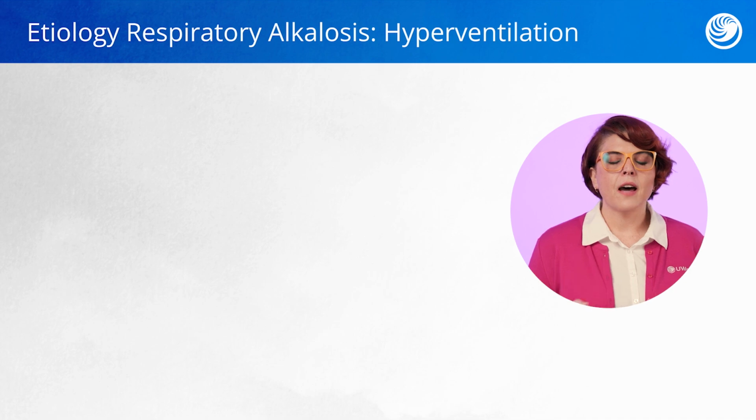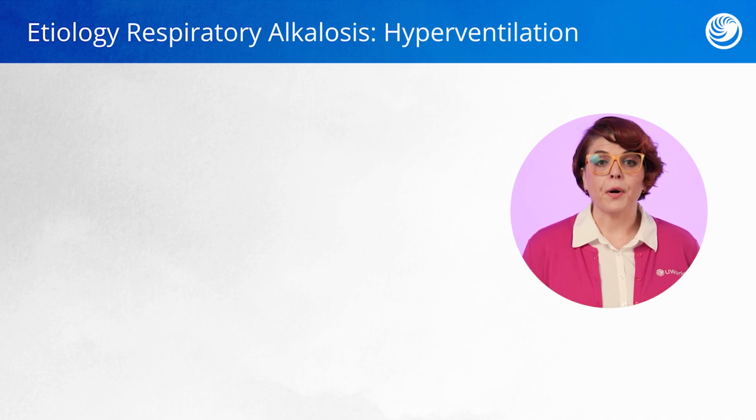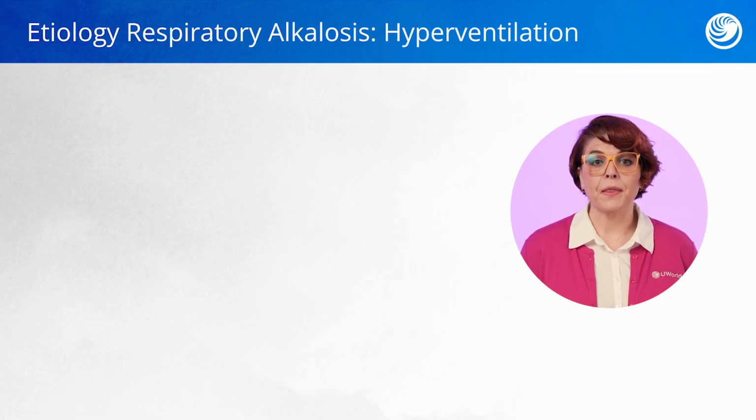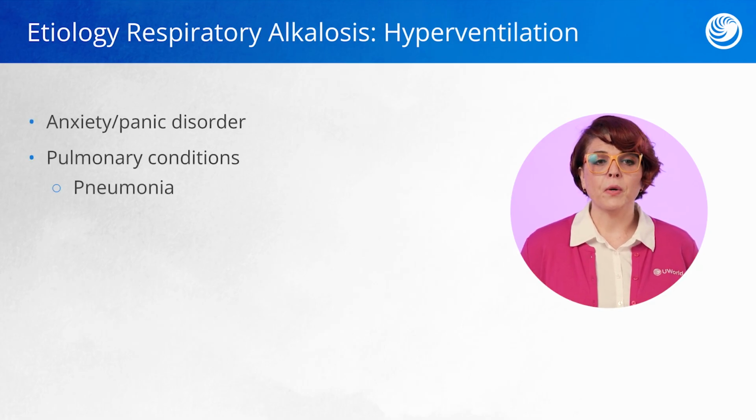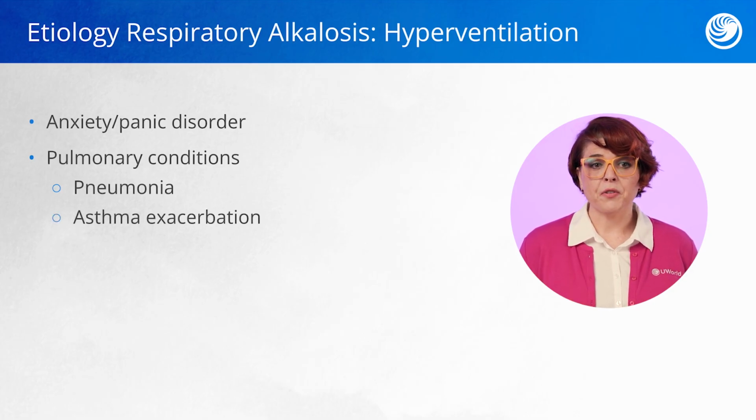We're continuing to monitor. Now let's compare the etiology of respiratory alkalosis, which is going to be anything that makes your patient breathe fast or hyperventilate. This basically looks like a panic attack. There can also be pulmonary conditions. So if you think of pneumonia, I have poor gas exchange. With an asthma exacerbation, I'm clamping down, I'm breathing fast, or even a pulmonary embolism.